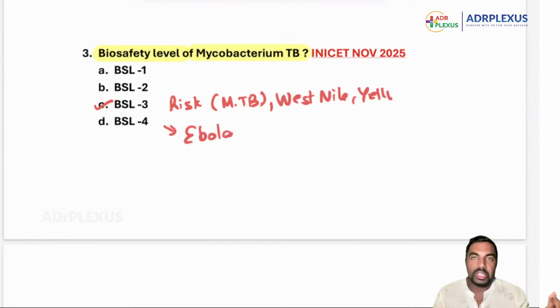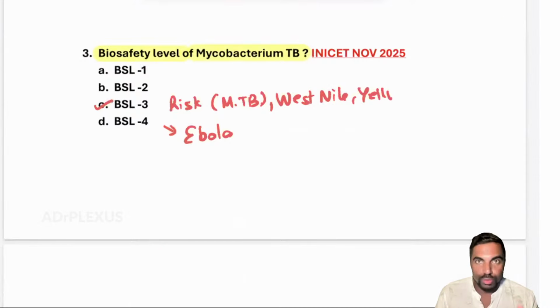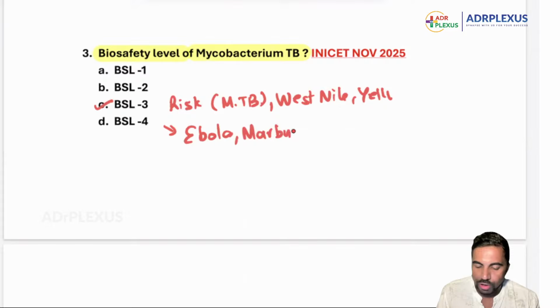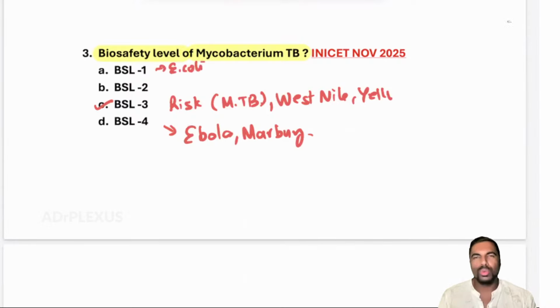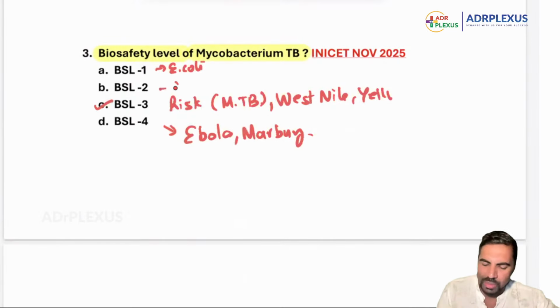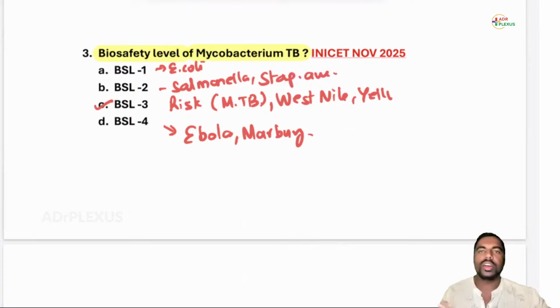Maybe in the next NEET-PG you may get 4 as the most dangerous one, where you work with your Ebola, Marburg. The most dangerous ones, the filovirus groups. That we will know hereafter. Levels 1 and 2: one is basically like your E. coli and all. And two, some other examples like your Salmonella or your Staphylococcus aureus. They come in this category.